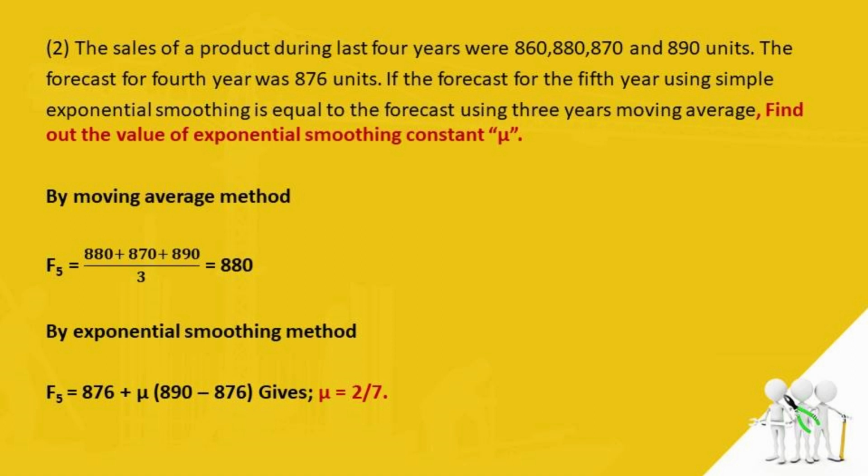Now we will calculate the exponential smoothing method with constant mu, and find the forecast of the 5th year, which will be given by 876, that means your Ft minus 1, just like in the last question, plus mu times (890, the actual of the previous year in this question, minus 876). This gives mu as 2 by 7.